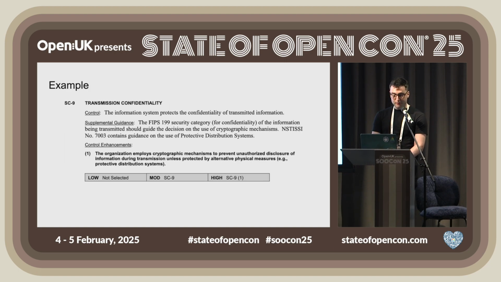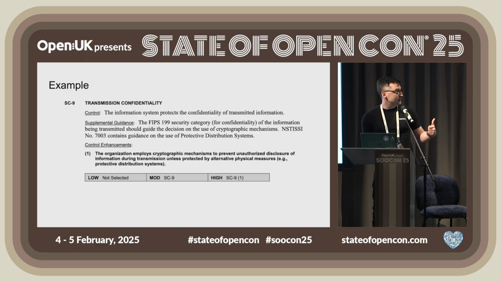So for example, we have the famous Security Control 8 and Security Control 9, which are the ones about integrity and confidentiality of data. SC9 is confidentiality, SC8 is integrity. If you use encryption, they're two sides of the same coin, but you can achieve them separately. So we have a control that says something like: the information system protects the confidentiality of the transmitted information. There's a little bit more guidance about where you can go and read more.